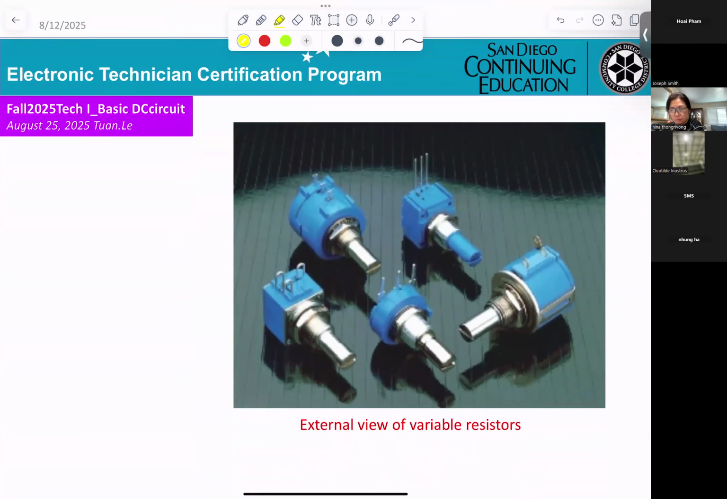And next one will be the potentiometer, a variable resistor. That means with this resistor you can change the value. For example, you buy a 1 kilo ohm variable resistor. You can change the value from 0 to 100, 200, 300 ohm, 900 ohm, 800 ohm. That's a variable.